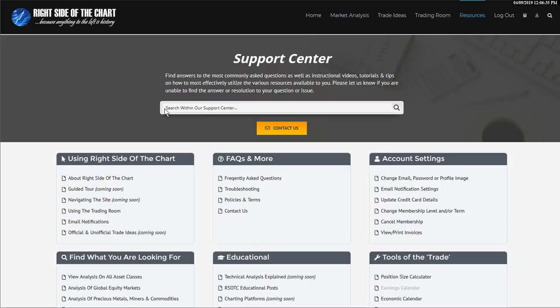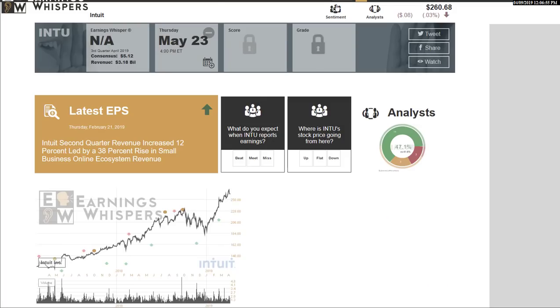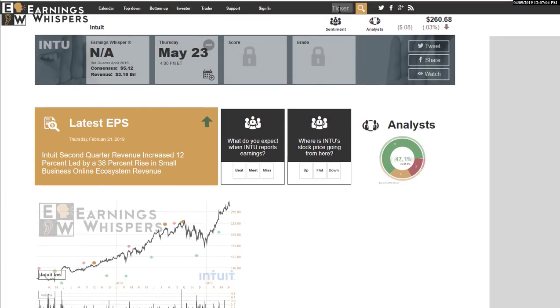This is the new support center. Just click on the resources link at the menu. You'll come into the support center. You'll notice if you're logged in, you'll see account settings here. If you're logged out, you're going to see different things. But right here, tools of the trade, there it is. Click on earnings calendar. It will take you to earningswhisper.com. At the very top here, let me move that down for you, and you can see, if you're not familiar with Earnings Whisper, right here, just enter the ticker.